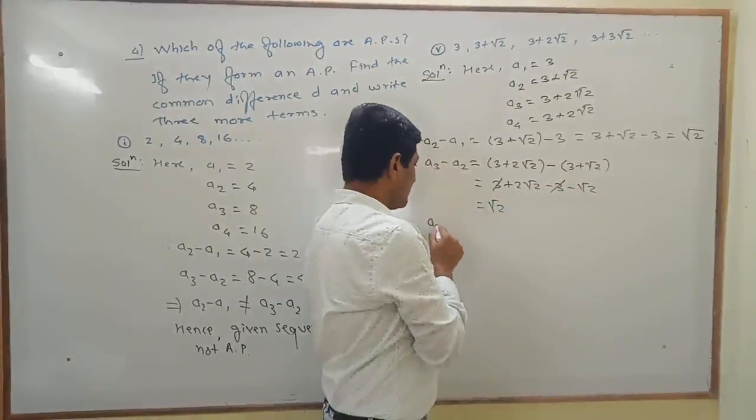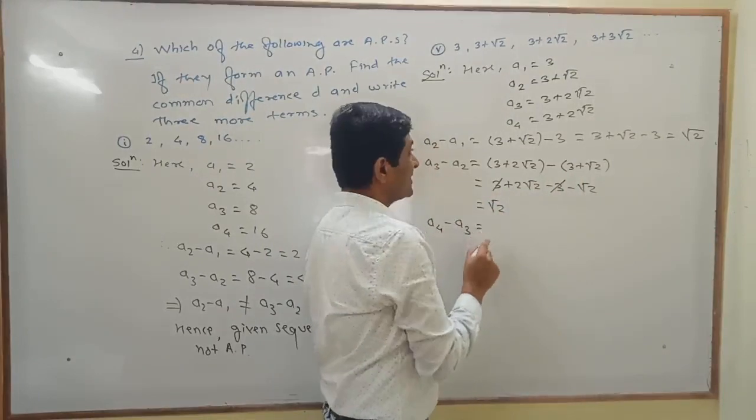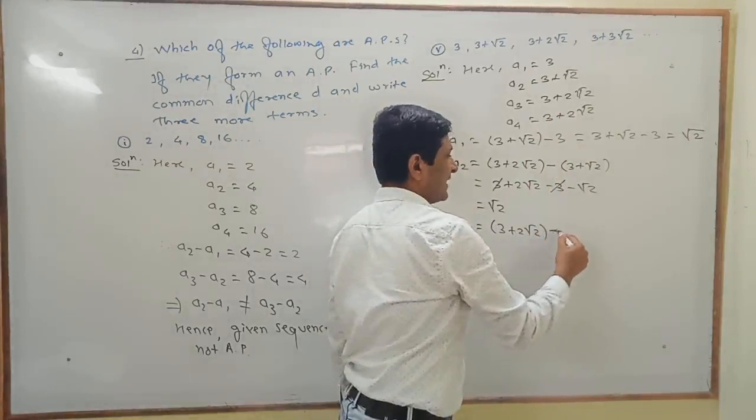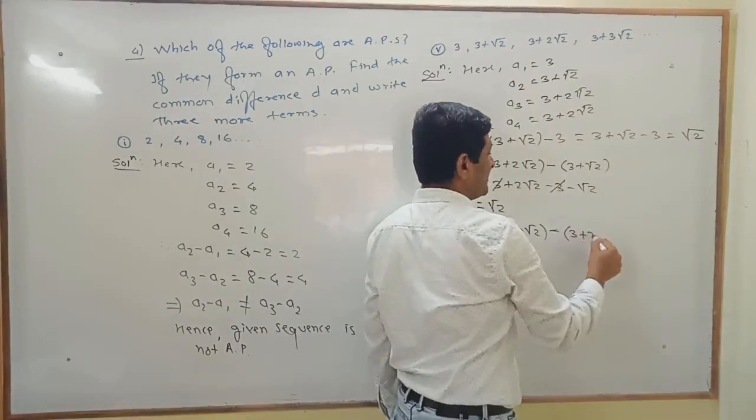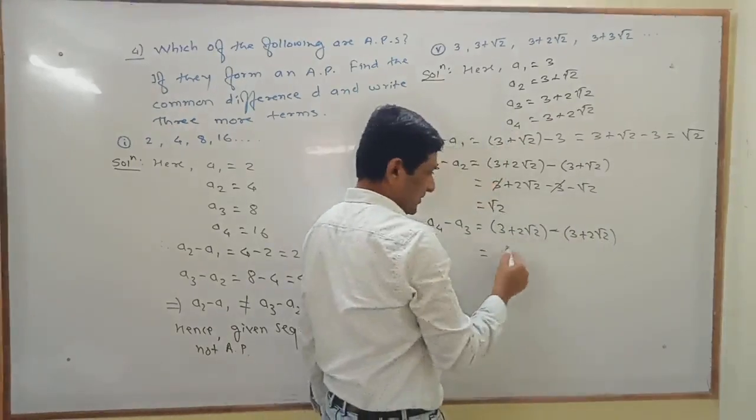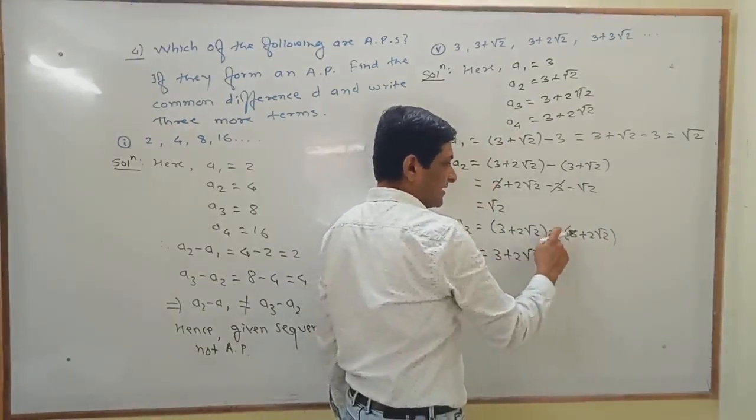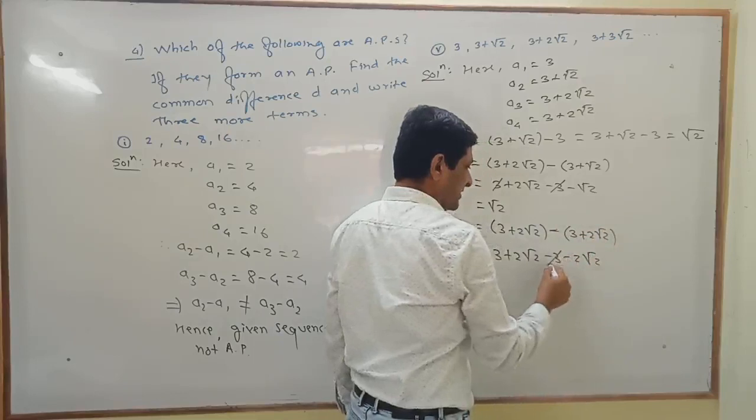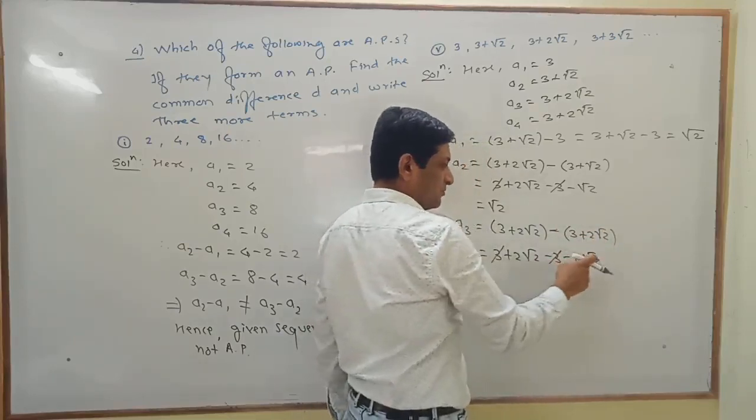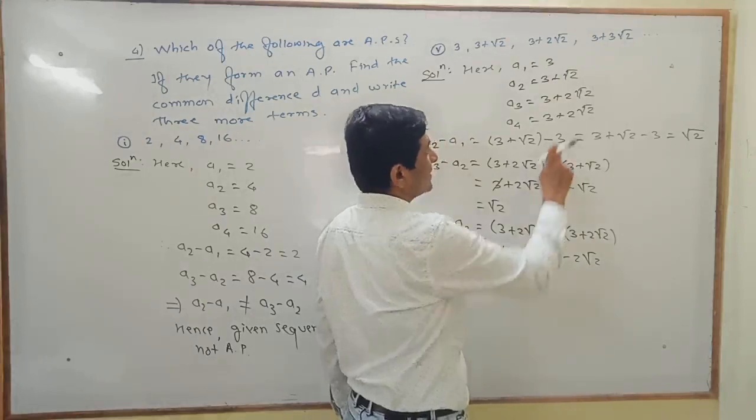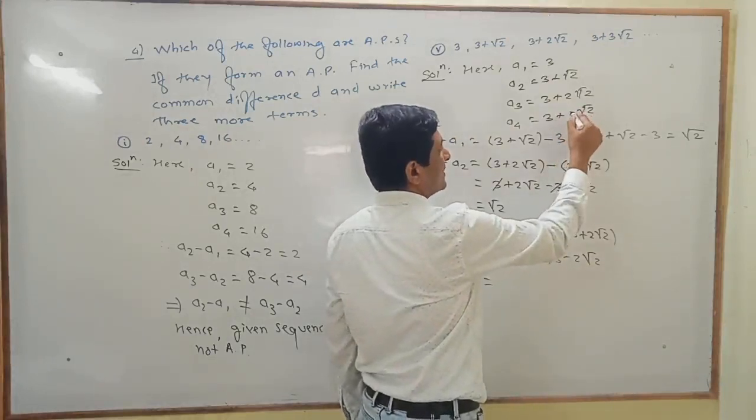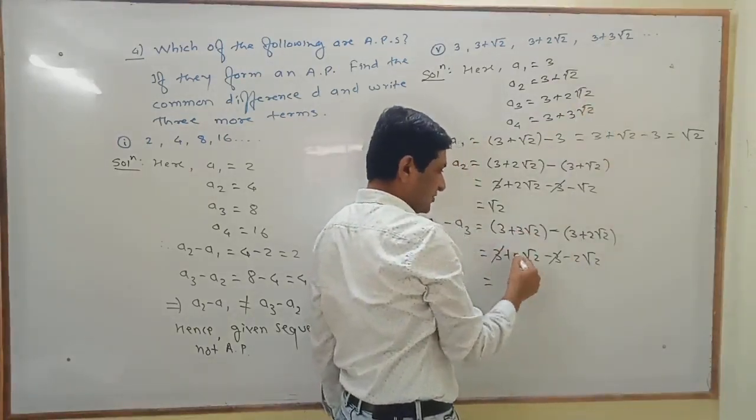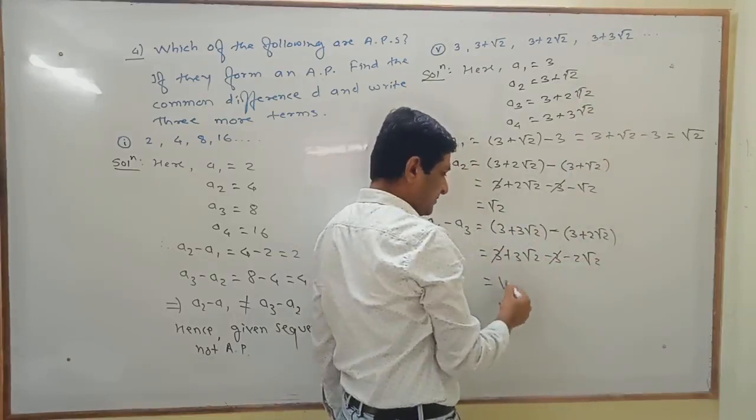Now find out the difference of A4 with its previous term A3. Substitute the value of A4. A4 is equal to 3 plus 3 root 2 minus A3. What is the value of A3? 3 plus 2 root 2. So open the bracket, 3 plus 2 root 2. Now minus into 3 is minus 3, minus into 2 root 2 is minus 2 root 2. So here minus 3 and plus 3 will get cancelled. Here 3 root 2 is there in the example. So the value of A4 is 3 root 2. So 3 root 2 minus 2 root 2 will be equal to root 2.